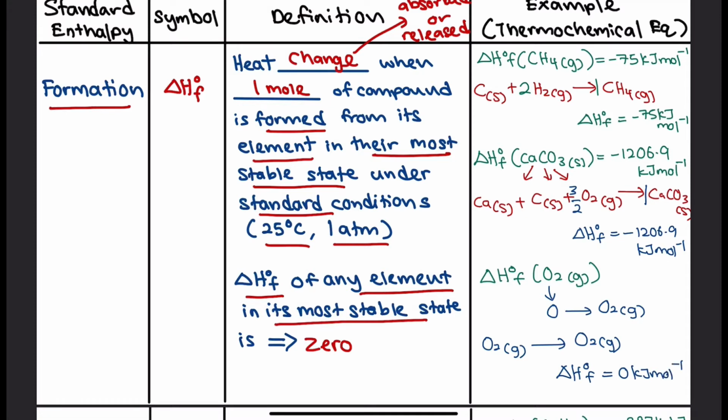What's the take-home message for enthalpy of formation? It would be, when you're constructing the thermochemical equation, make sure it is 1 mole of compound formed. Next, the enthalpy of formation of an element in its most stable state would be equivalent to 0.